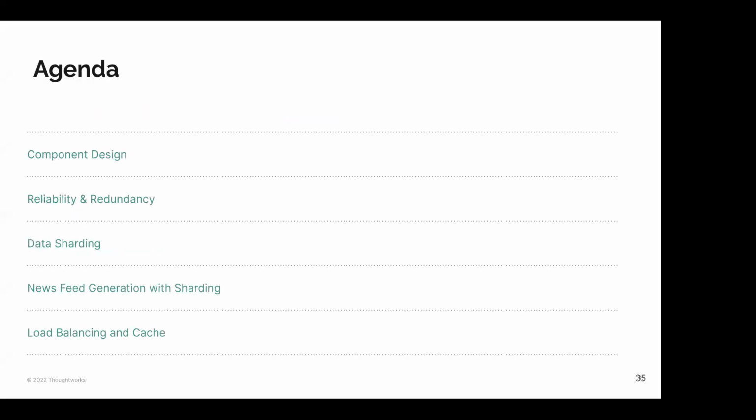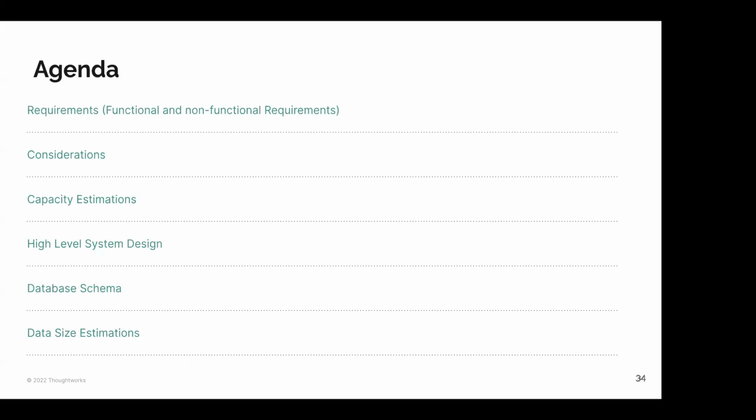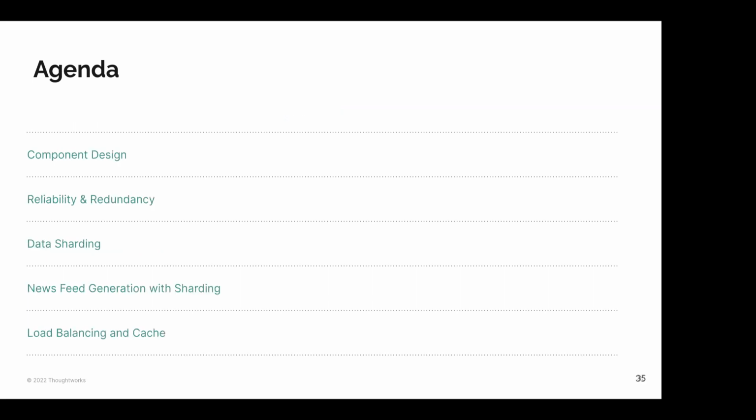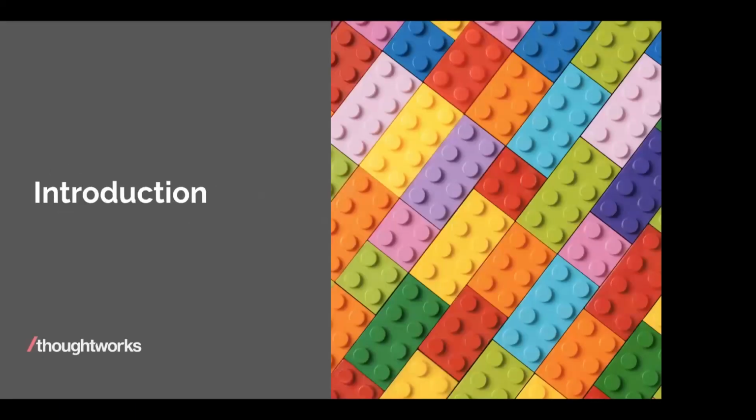The agenda for this session is to understand the functional and non-functional requirements of a photo sharing app, the different considerations we can take, and what database we can choose, along with other things Suganya mentioned, like reliability, data sharding, and cache. How do you go about this in a real-time system? I'll use photo sharing app and Instagram interchangeably.